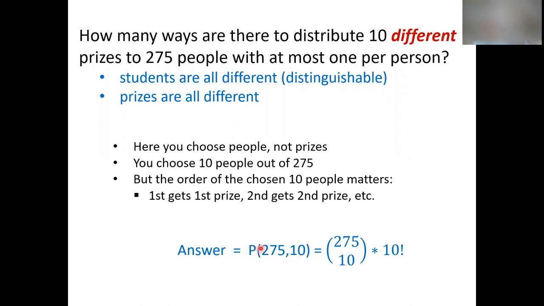So whether the prizes were the same or different, given the constraint of at most one per person, it switched the process from choosing a subset, in the case where the prizes were all the same, so it was just a binary thing, you're either in it or you're out, to choosing a sequence if the prizes were different, since there are the semantics of first, second, third.